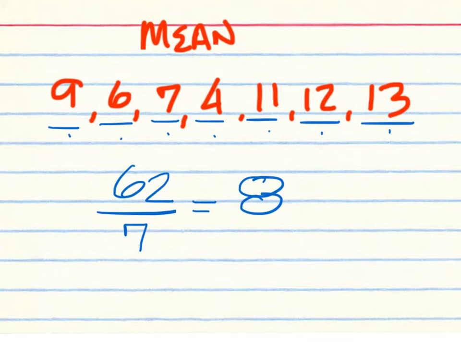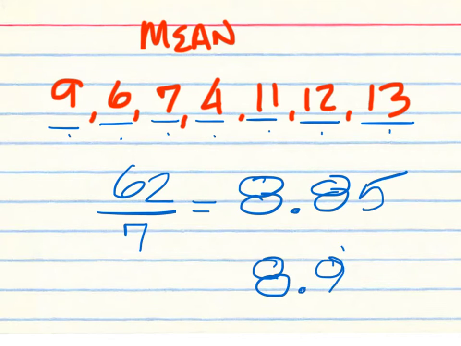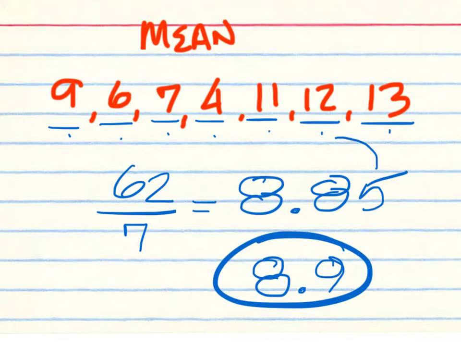7 goes into 62 8 times for 56, with 6 left over. And 7 into 60, another 8 times for 56 with 4 left over. And 7 into 45, 6 times for 42. You only have to go that far because you're rounding to the tenths place. So the mean here should be 8.9. You must round up because this number is 5 or higher. So you bump the 8 up to 9.